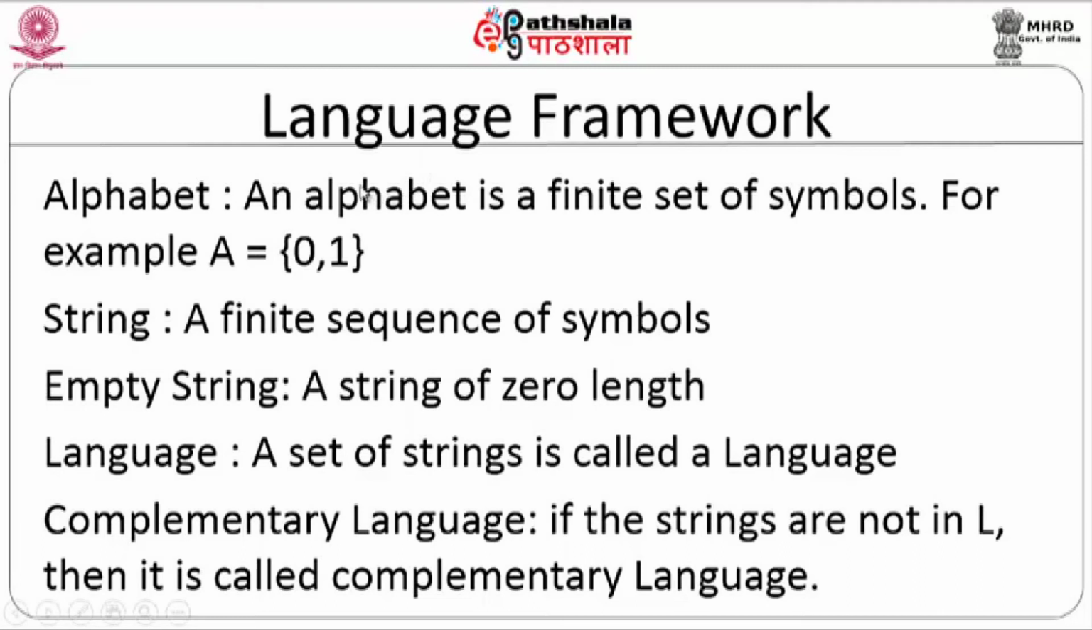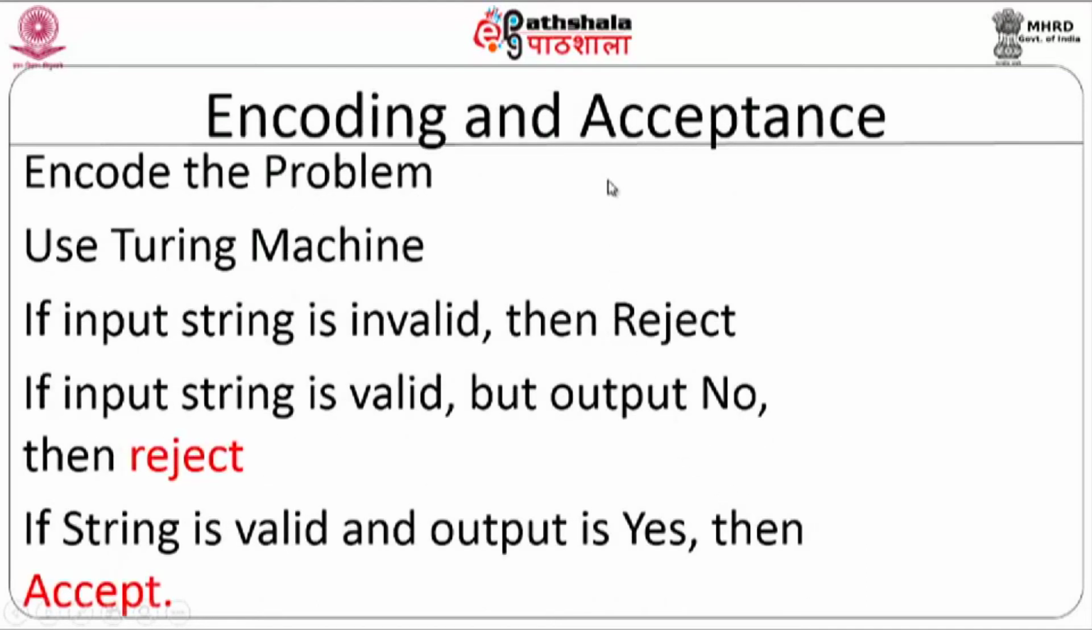These are some of the important terminologies we have. Alphabet: since this is the decision problem, 0 and 1 are the finite set of symbols. So, an alphabet is a finite set of symbols, and by combining all the things we get a finite sequence. We call that a string, and the set of strings formulate a language, and once we have the language, using that we can encode the problem.